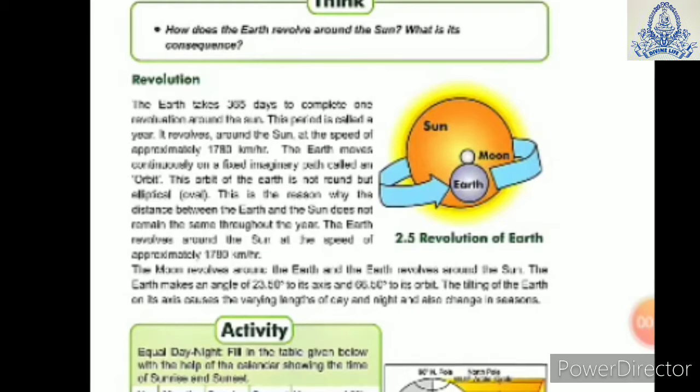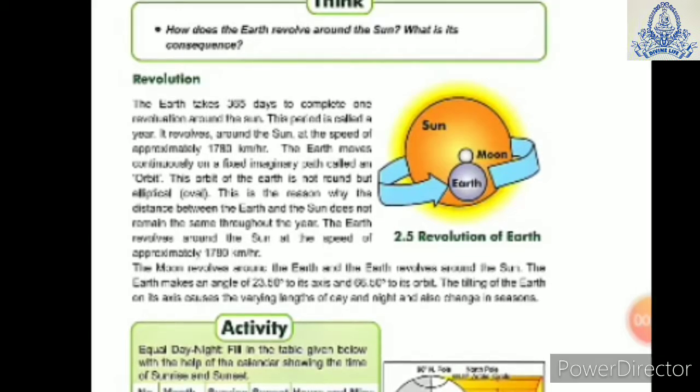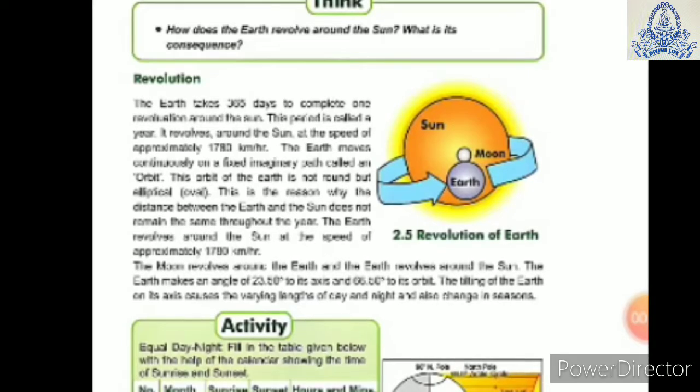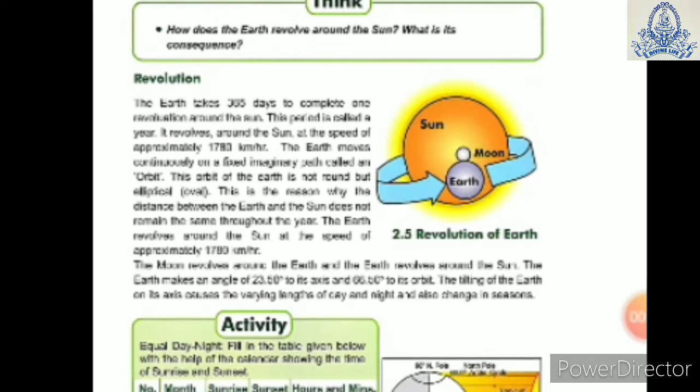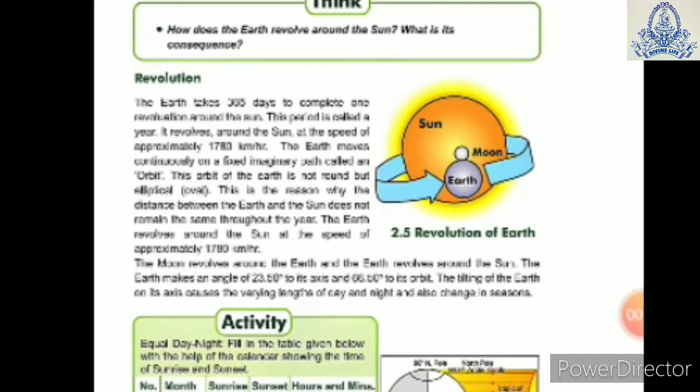Now the next point we are discussing is revolution. We already understand what revolution is. The earth revolves around the sun. Rotation takes 24 hours to complete. Likewise, revolution takes 365 days to complete one revolution. How many? 365 days. It is also known as a year.